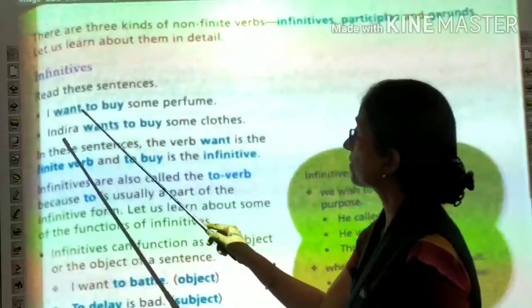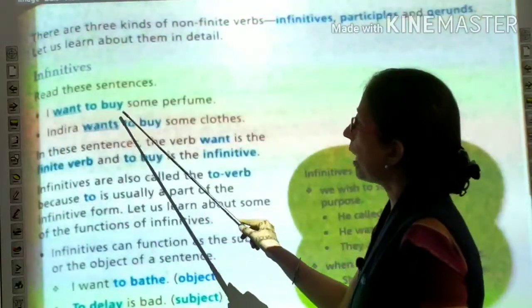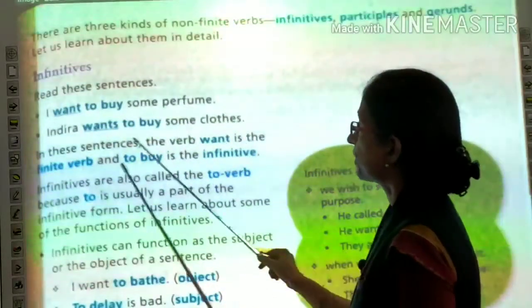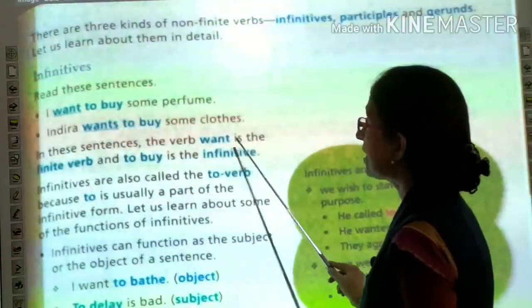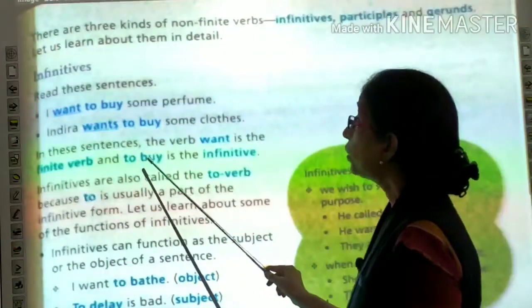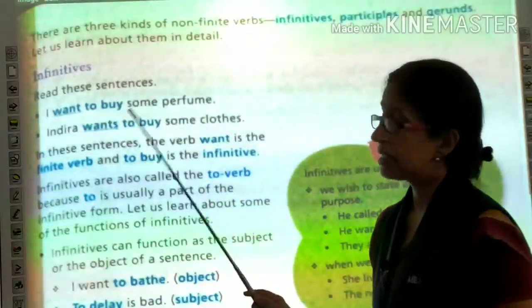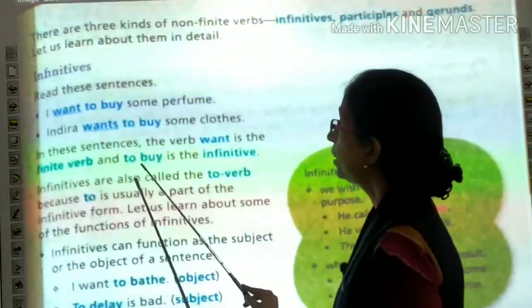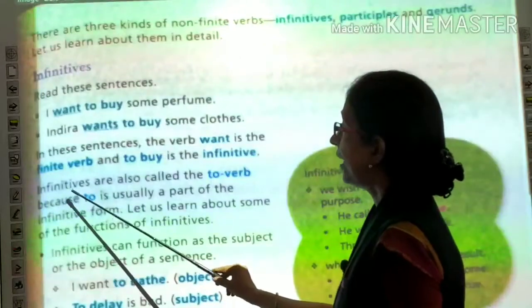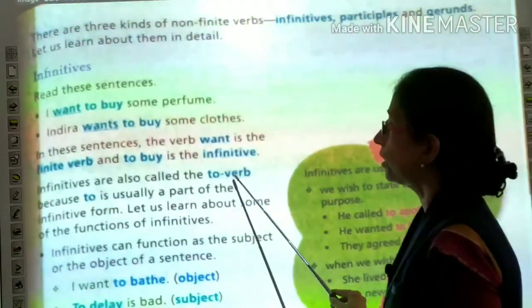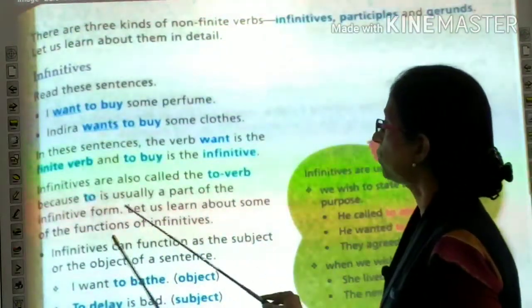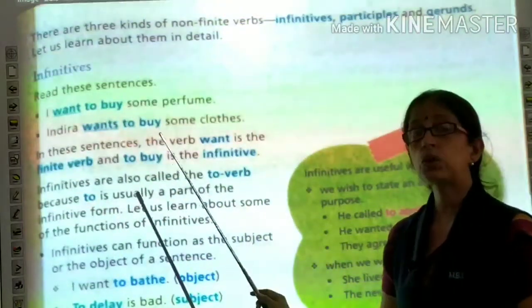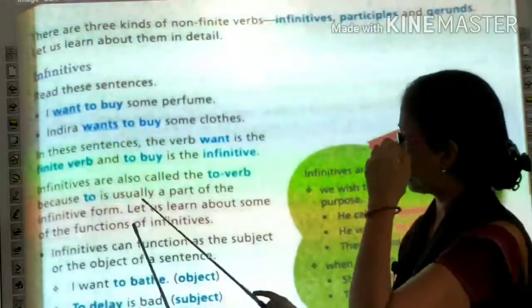Now what are infinitives? See, I want to buy some perfume, Indira wants to buy some clothes. In these sentences, the verb want is the finite verb and to buy is the infinitive. This way you can understand. See, want is what? Want is the finite verb and to buy is the infinitive. Infinitives are also called the to verb because to is usually a part of the infinitive form. Now, every time the infinitive form of a verb is there, the to will be attached to it. To we have to put with it.